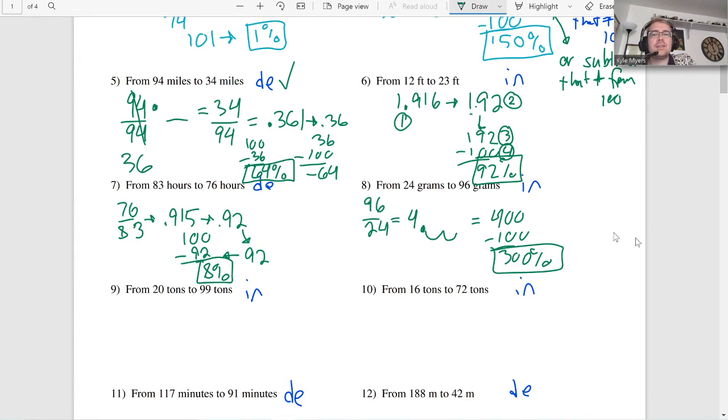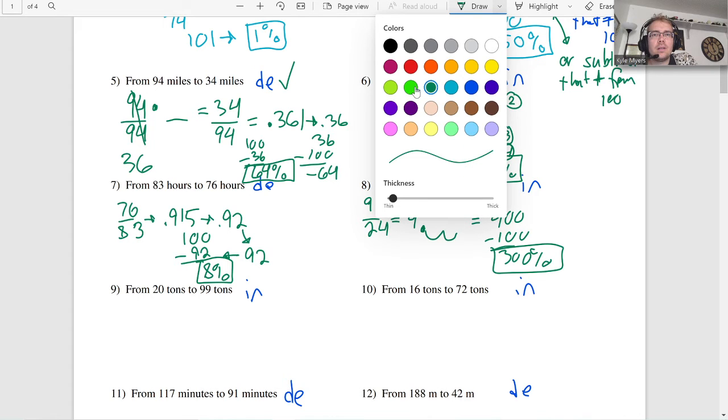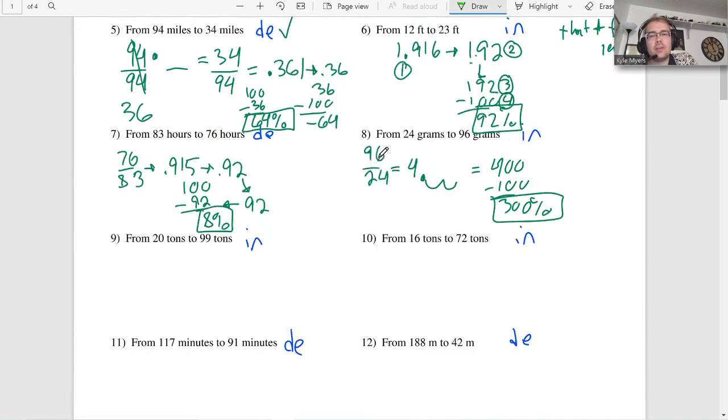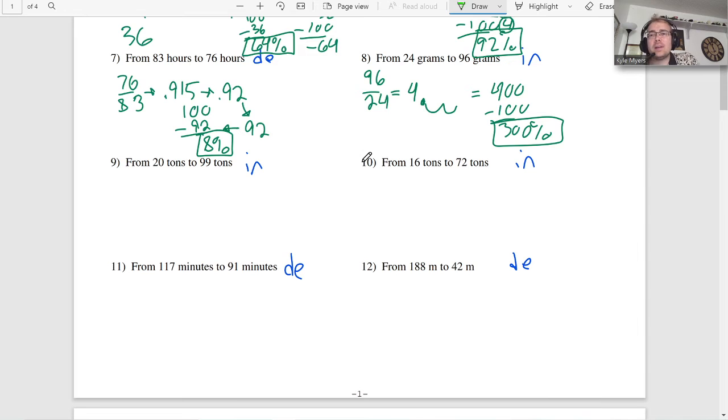All right, now let's change colors. Different shade of green here. All right, from 20 to 99, we're going to do 99 divided by 20. And that is 4.95 exactly, so we don't have to round again. And then that would turn into 495, and then we subtract by 100. 395.